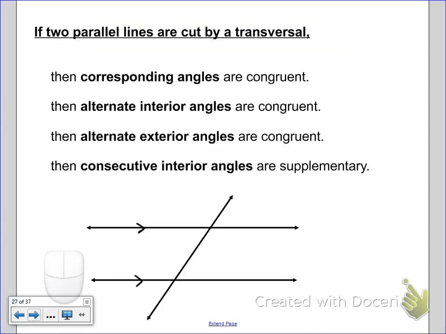So before we jump into the actual lesson, let's go ahead and review real quick. Previously, we said if two parallel lines are cut by a transversal, then the following four things are true. Corresponding angles are congruent, alternate interior angles are congruent, alternate exterior angles are congruent, and consecutive interior angles are supplementary. Again, every single one of these is dependent on this initial fact that if two parallel lines are cut by a transversal. So because these lines are parallel, all four of these things are true.